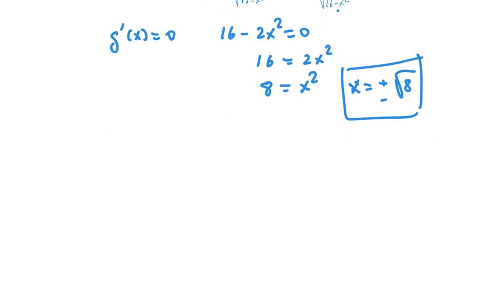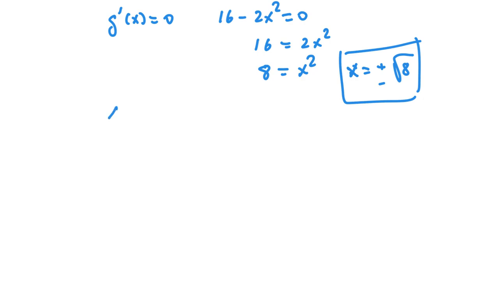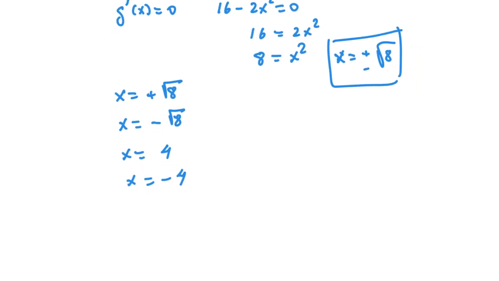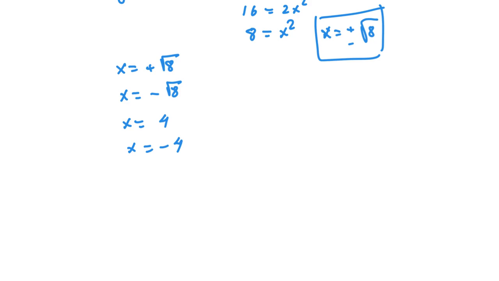So the critical points that we have are x equal plus square root of 8, x equal minus square root of 8, x equal 4, and x equal minus 4. Now, what is the analysis that we do? We want to see in each interval when the derivative is positive or negative. To do this, we plug in numbers on a rectilinear line. This is the rectilinear line.